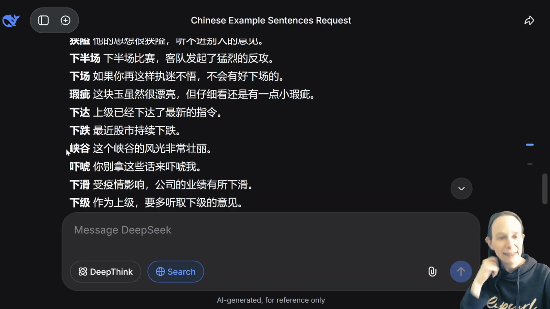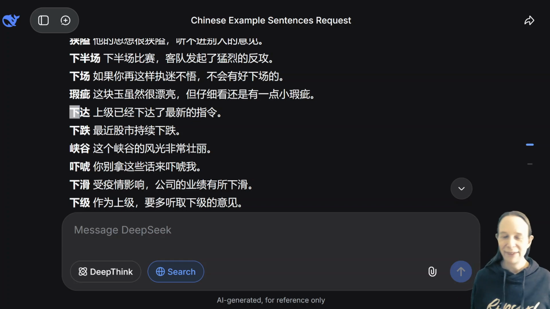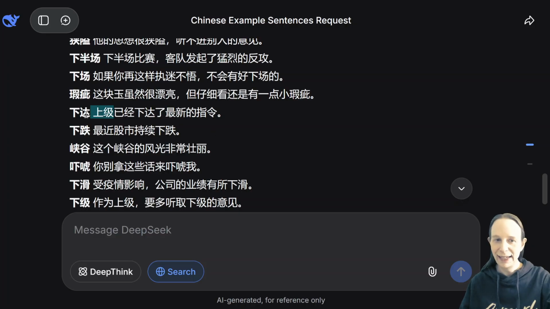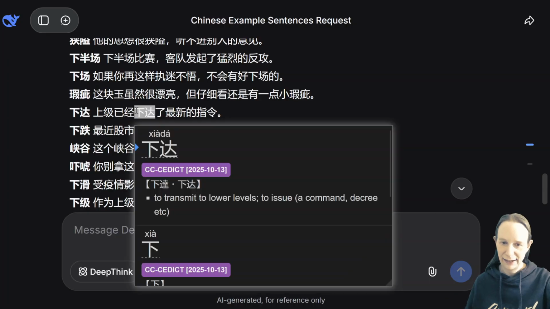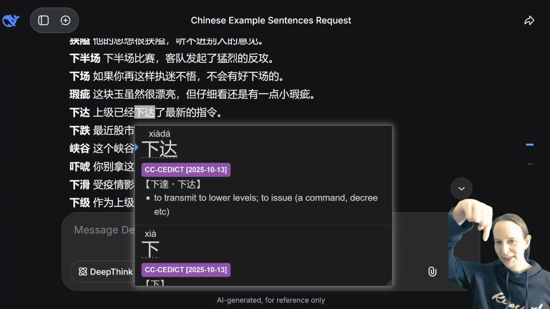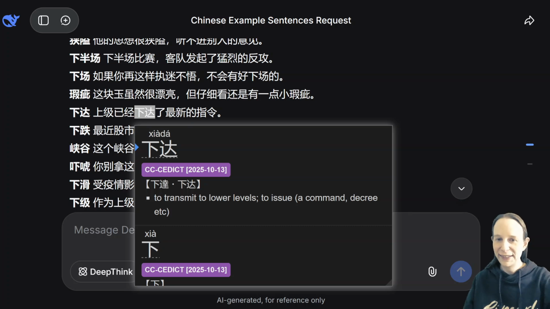Okay. 下达. This one I don't know. Both xia and shang have like 20 different meanings, so it's very hard to determine what it is. Maybe it's like dispatch or send or something like this. 上级已经下达了最新的指令. So 上级 would be like superiors, but if it's 指令, it'll be in an army or something like this. 下达了, transmitted to lower levels.